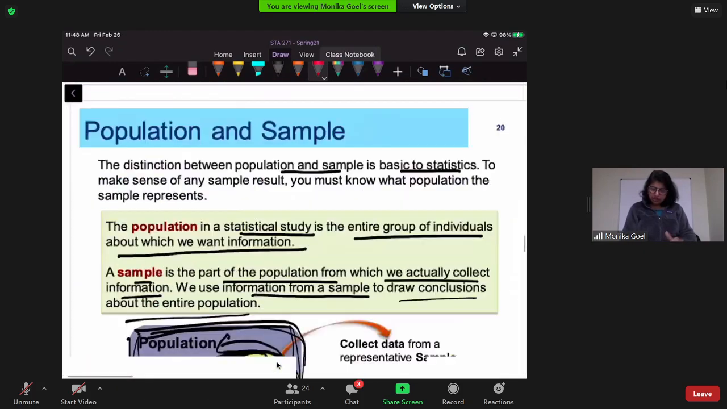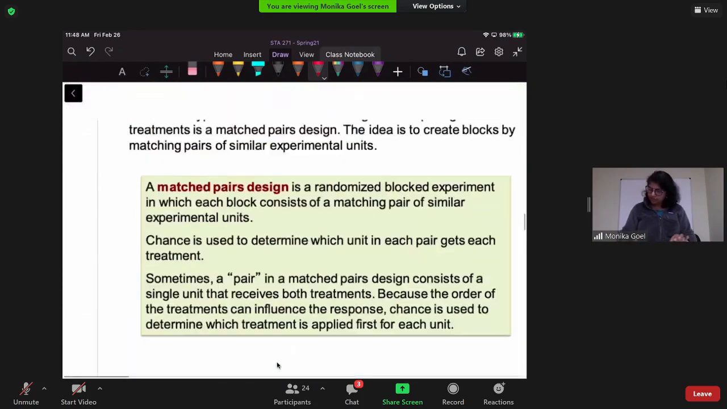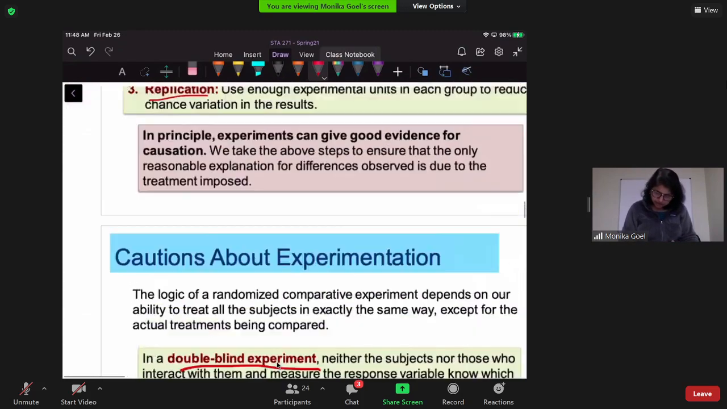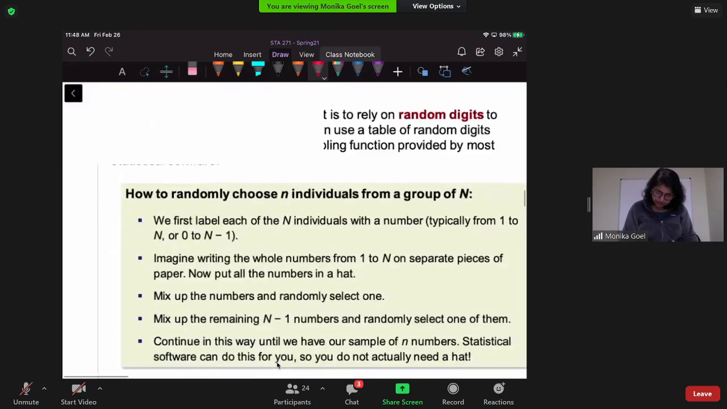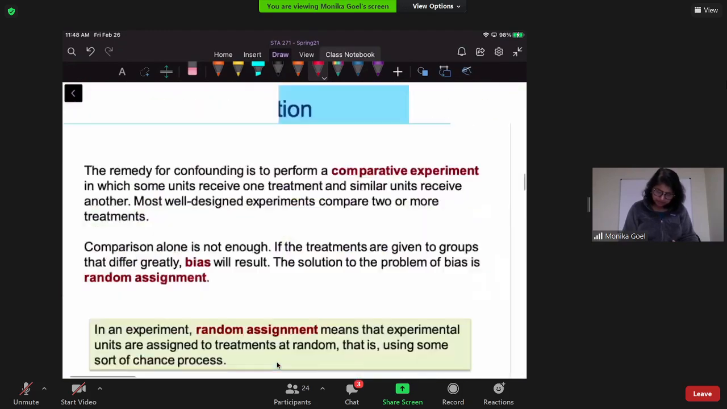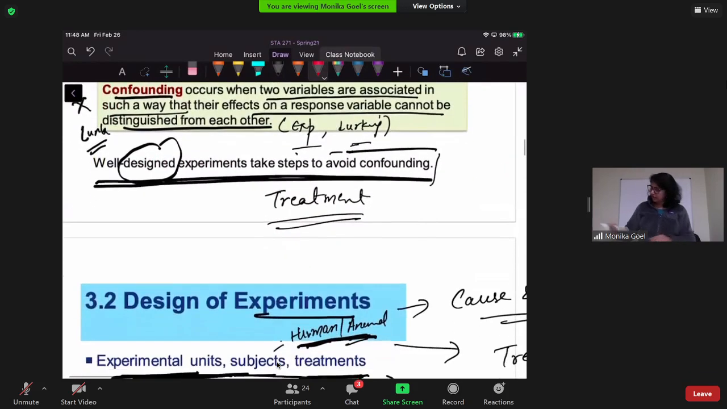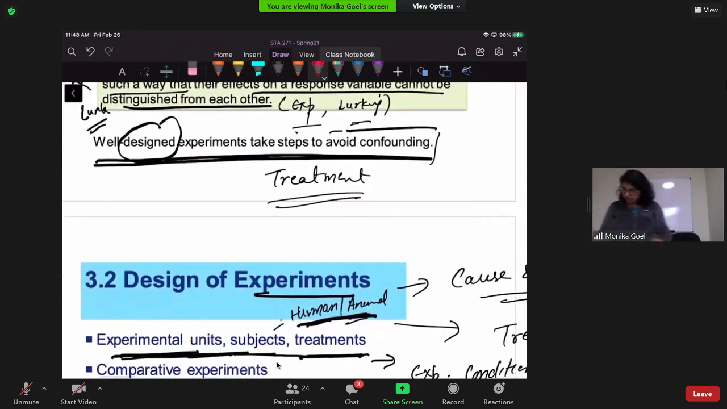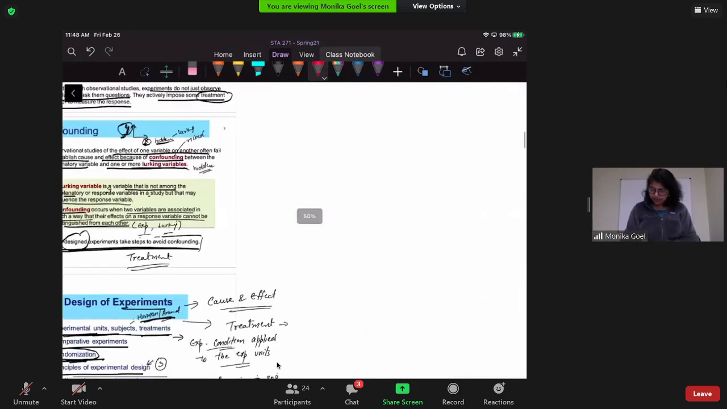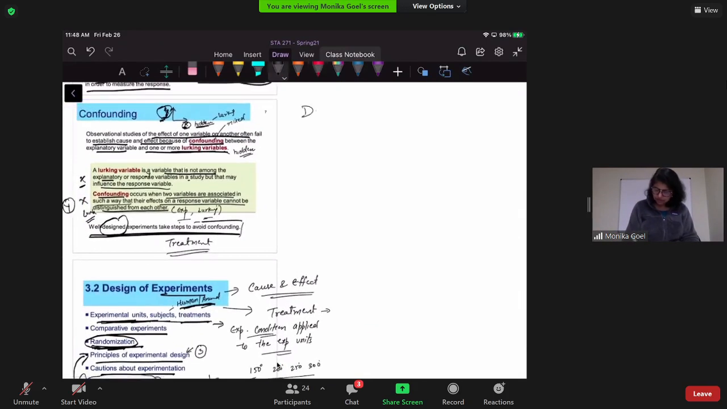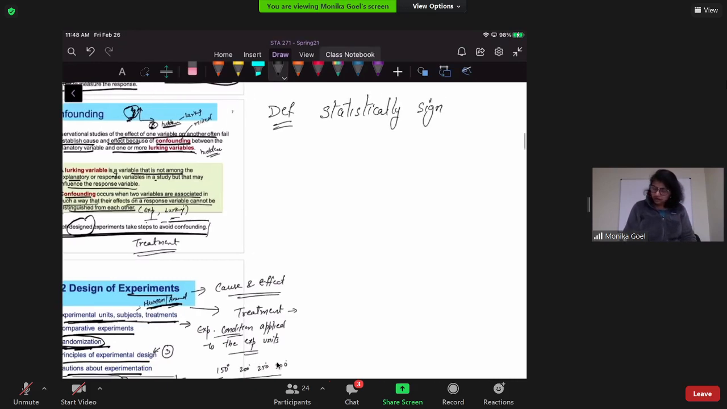So this ends 3.2. And let me see, I think I kind of covered everything, but let me just quickly see. So there is one more definition. You can write it down or you will find it in the slide. Statistical significance. And we will talk about statistical significance in chapters 6 and 7 using different tests.